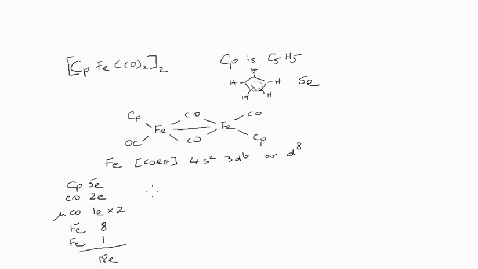If we repeat that for the other iron, of course, it will give you exactly the same result. If we look at the ionic method, then the ionic method would have it as iron 1 plus and Cp minus, in which case the Cp minus is a 6 electron donor. The COs are still 2 electrons. The bridging COs are 1 electron times 2. The iron is now a 7 electron donor, and the other iron still remains as the 1. And so 8, 10, 17, 18.